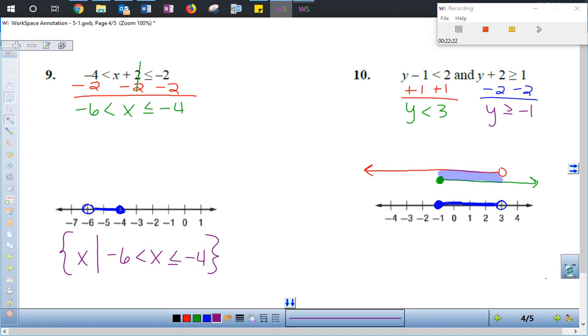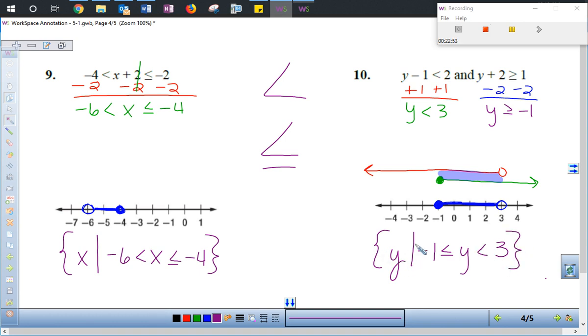Finally, we write it in set builder notation. So the set of all y's such that. Now again, to write this in set builder notation, since it's an and statement, we start with the smallest number, which is negative 1. We end with the biggest number, which is 3, and the variable goes in the middle. So we have a y. Now our symbols always point left, either less than or equal to. Since this first one is a closed dot, we have less than or equal to. And since my second one is an open dot, we have a less than. So the set of all y's such that y is greater than or equal to negative 1 and y is less than 3.